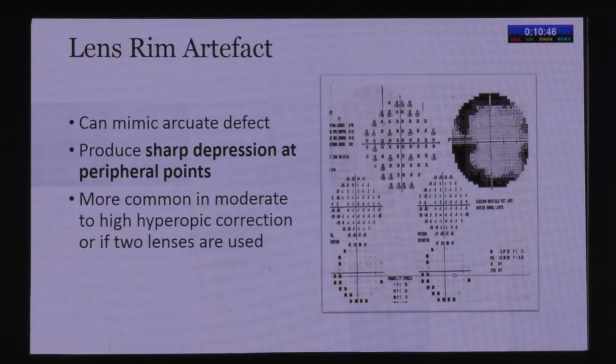The trick here is that there is sharp depression at the peripheral points instead of gradual diminution. You can mark here most of the points in the center are only -3, -4 like that. Whereas in the periphery, there is a sudden drop to -26, -28 like that. So this gives us a hint that it is a rim artifact because glaucoma will not behave like this.